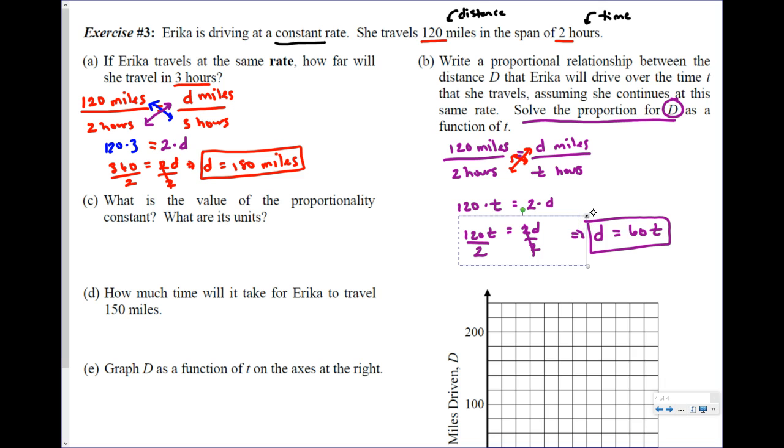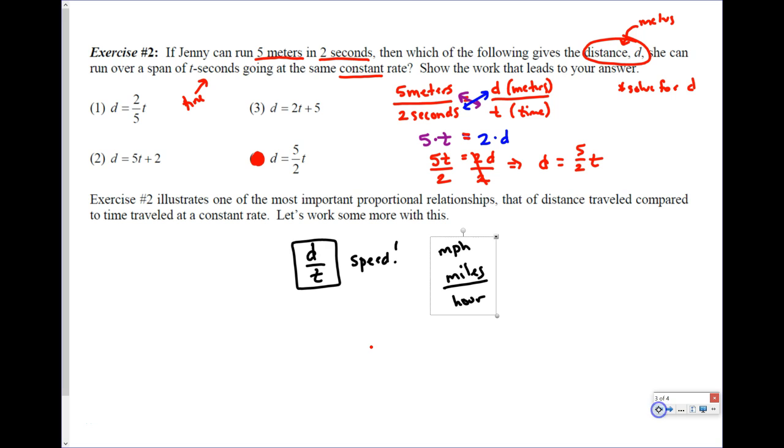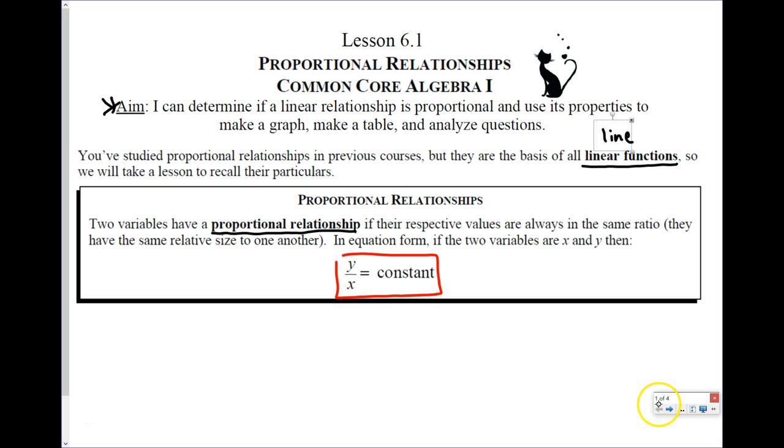Now let's take a look at letter C. What is the value of the proportionality constant? What are its units? Now that's a really crazy question. What is this question asking? Well, we need to go back to our original page on our lesson. See how it says y over x equals a constant? Well, a constant is just a number.